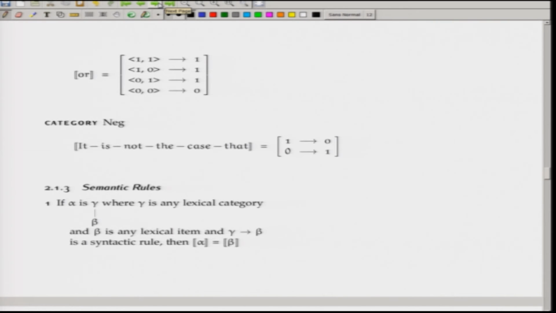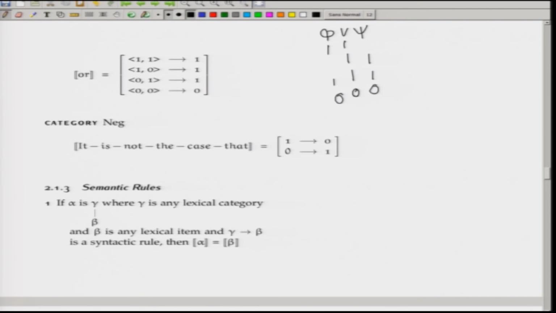And or is just the opposite. So if at least one is true, so when you have phi or xi, suppose phi is true or xi is true or both are true, both also is a case of at least one, right. So in all these cases or will be 1, but when neither is true, it has to be false.